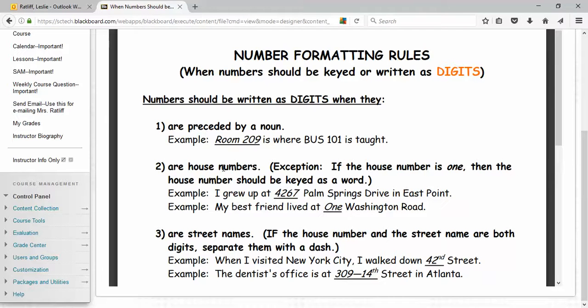House numbers should be digits, unless your house number is number 1. So the first example here is: I grew up at 4267 Palm Springs Drive. That's the house number in digits. But my best friend lived at 1 Washington Road. If your house number is 1, then it should be a word. House numbers are generally digits, though.